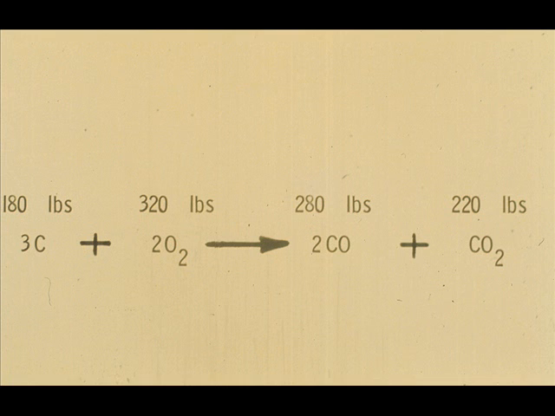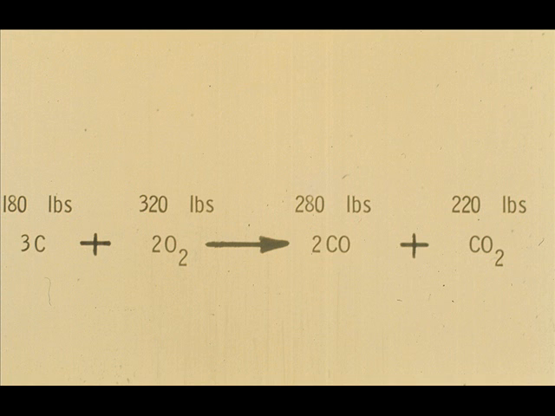The completed calculation shows us that 180 pounds of carbon burned with 320 pounds of oxygen yields 280 pounds of carbon monoxide and 220 pounds of carbon dioxide. But our burning operation is not complete, since a large quantity of carbon monoxide is formed, and this is undesirable. We would prefer complete combustion, which would be the burning of carbon monoxide to carbon dioxide.